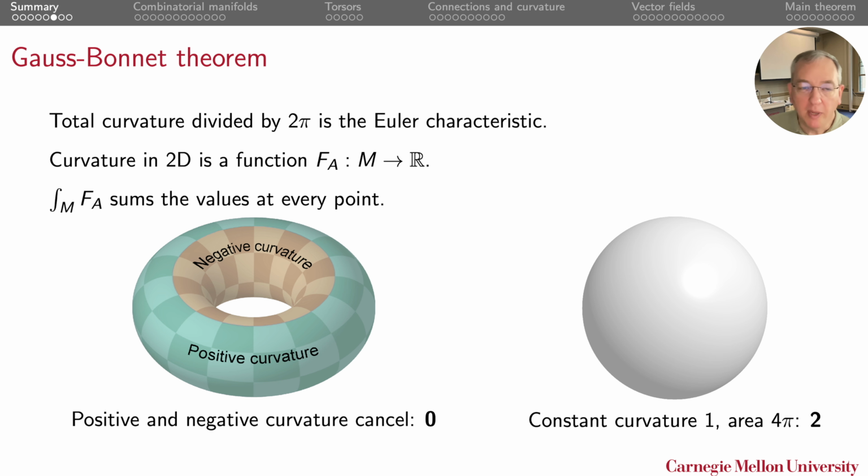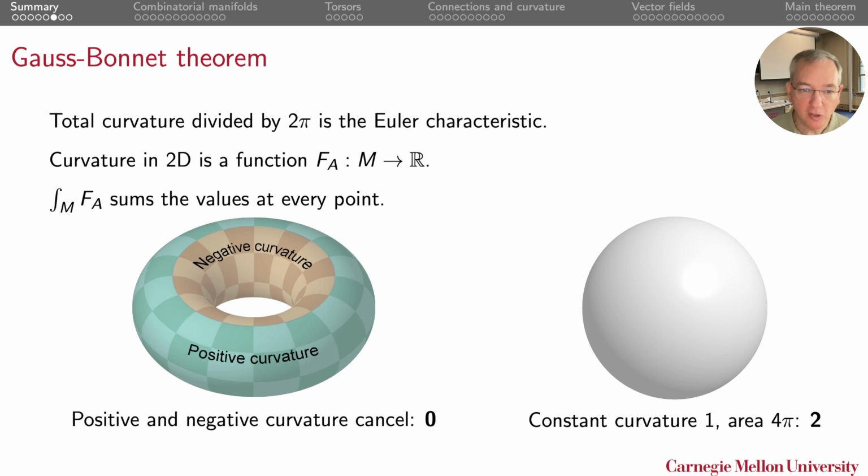So on the other hand, we had the Gauss-Bonnet theorem. Gauss-Bonnet theorem says that total curvature divided by 2 pi is also the Euler characteristic. And in the case of 2 dimensions, you could think of curvature just as a function, a real valued function. It varies from point to point on the manifold. So unlike the index, which is at these discrete finite number of points, this is something pointwise all over the manifold. And this integral just sums the value at every point, like an integral.